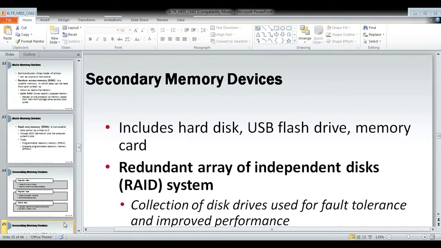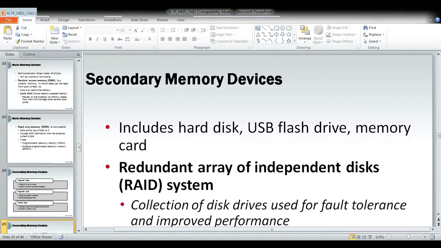Okay, we also have secondary memory called hard disk, USB flash drive, and memory card, which nowadays a lot of people are using. And all of the devices support a place to stick in a USB flash drive or maybe a memory card. So all computers have that.